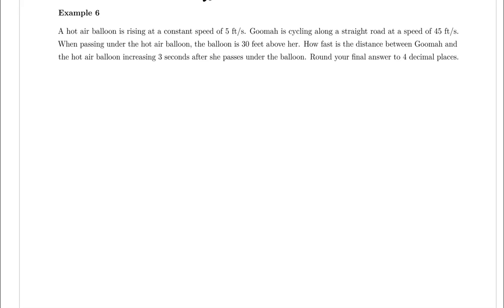Example 6 says, a hot air balloon is rising at a constant speed of 5 feet per second. Guma is cycling along a straight road at a speed of 45 feet per second. When passing under the hot air balloon, the balloon is 30 feet above her. How fast is the distance between Guma and the hot air balloon increasing 3 seconds after she passes under the balloon?